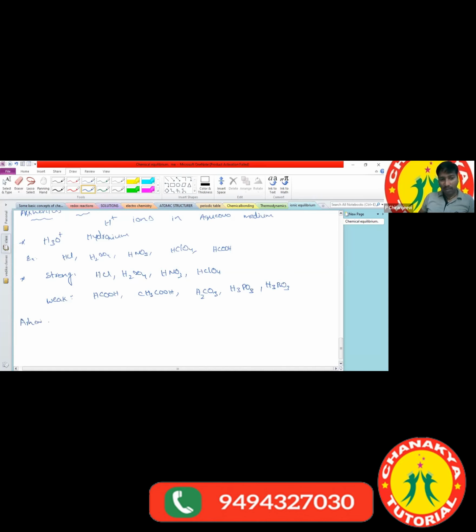Arrhenius base. Sir, what is meant by the Arrhenius base? The substance which releases OH minus ions in aqueous medium is called an Arrhenius base. Arrhenius base is nothing but the substance which releases OH minus ions in the aqueous medium. Here we have two types of bases.